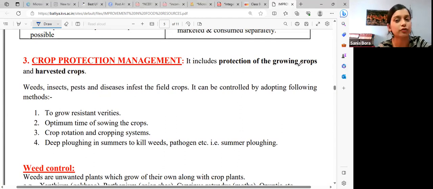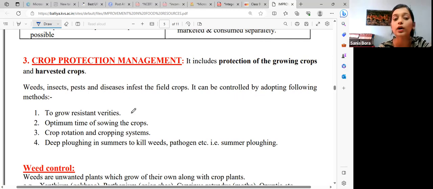It includes protection of growing crops and harvested crops. So whatever crop you have grown, you have to protect that as well. And once you harvest the crop, you have to protect it from damage also, right? Weeds, insects, pests, and diseases infect the field crop. It can be controlled by adopting the following methods.